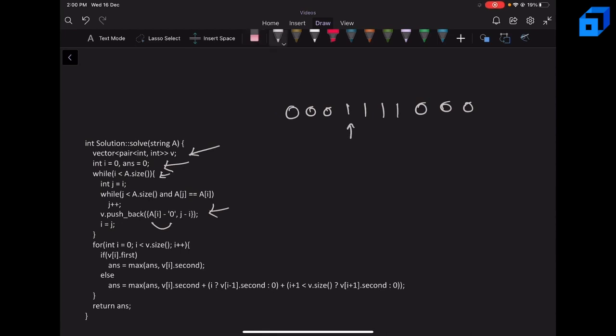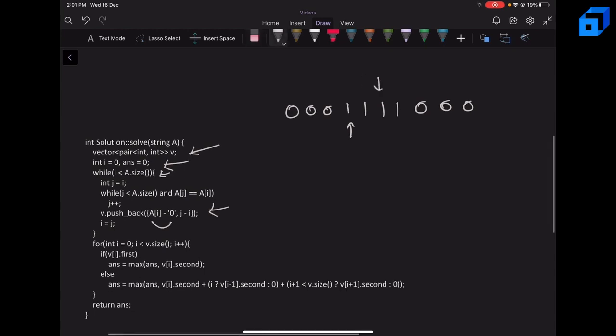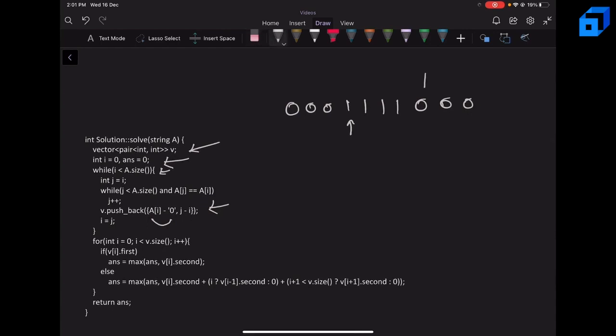So we will again initialize j as i. Now a[j] is equal to a[i], so we move j here. Again a[j] is equal to a[i], so we will move j to the next character. Again a[j] is equal to a[i], so we'll move j to the next character, and again to here.